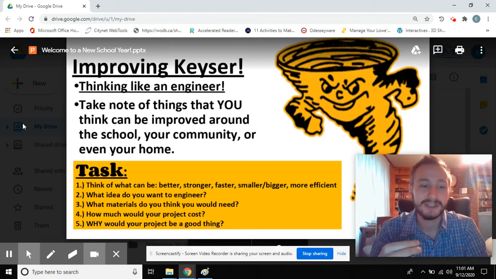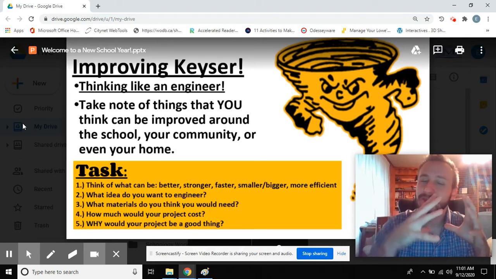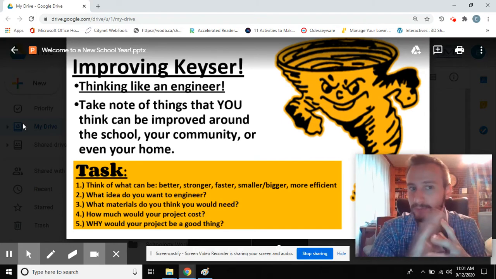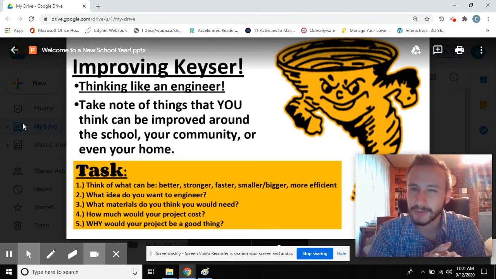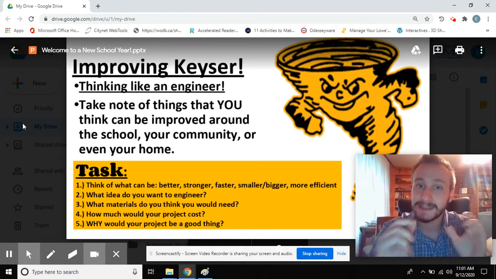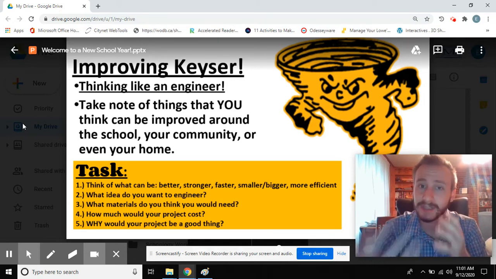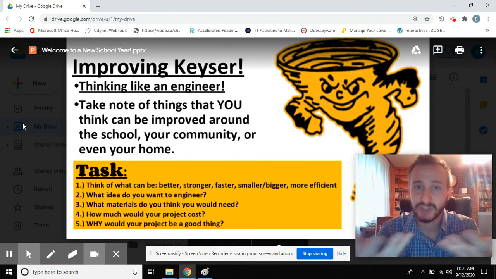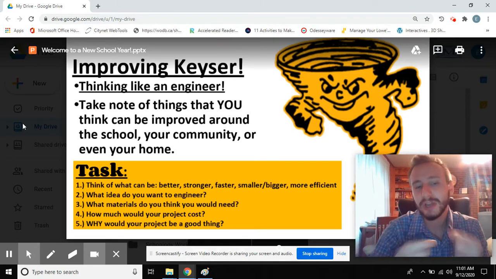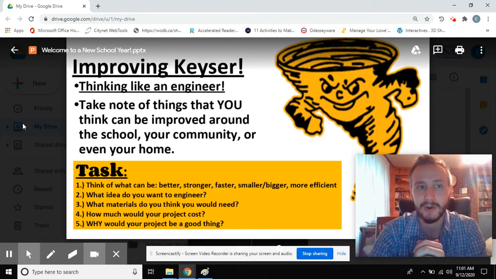That's the second question. The third question is, whatever your idea is that you think you can improve upon, what materials do you think it would need to accomplish your goal? The fourth question is asking about how much do you think your project is going to cost? So do a little research. Use the internet. Use the materials that are at your disposal, right? Look up how much your item may cost.